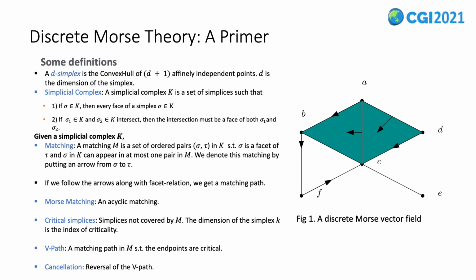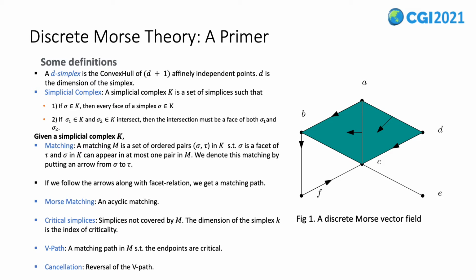Let's start with some basic definitions. A d-simplex sigma is the convex hull of d plus 1 affinely independent points. d is the dimension of the simplex sigma. A simplicial complex K is a set of simplices such that the two following conditions hold. One, if sigma belongs to K, then every face of that simplex sigma must also be in K. And two, if sigma 1 and sigma 2, two simplices of K, intersect, then the intersection must be a face of both sigma 1 and sigma 2.